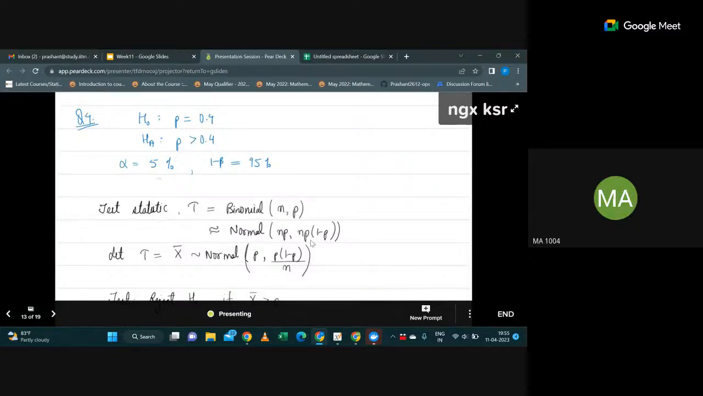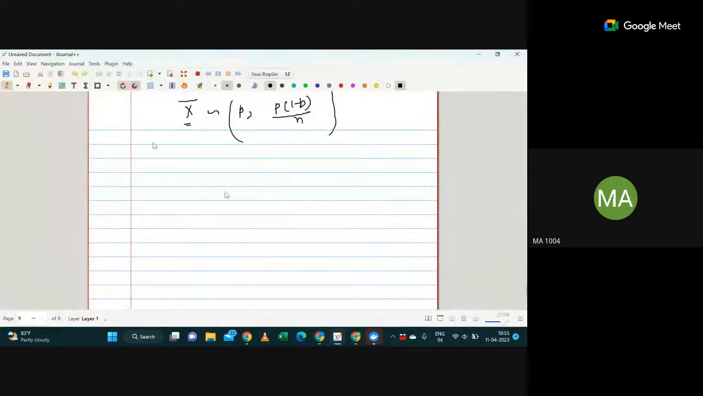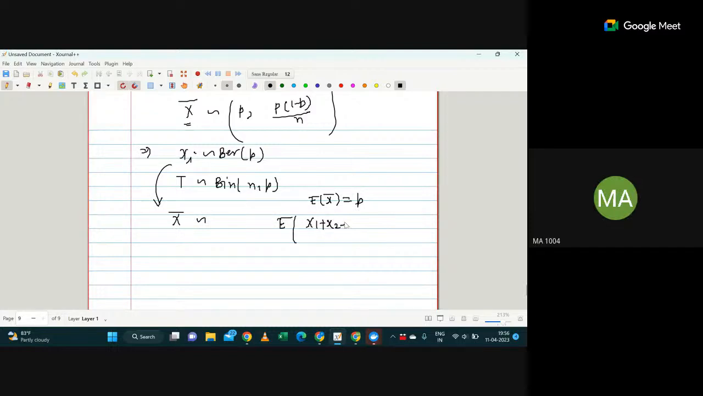Don't go for this normal np(1 minus p) if it's confusing you. What you can do is take each xi as Bernoulli p. If I consider all the xi's simultaneously, it will be binomial n comma p. Now we consider x bar. What will be the expected value of x bar? It is p, because the expected value of x bar is the expected value of x1 plus x2 and so on up to xn, divided by n, that is n times p divided by n, so I will get p.